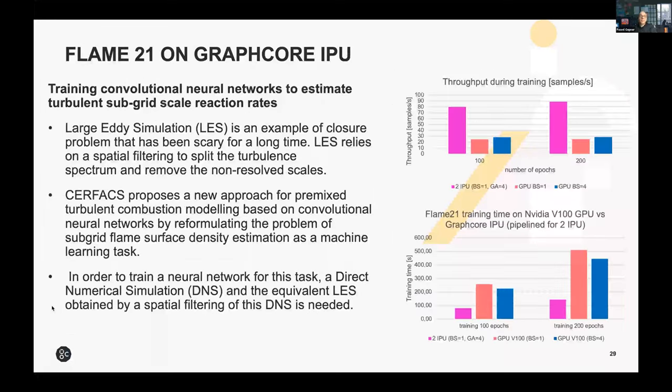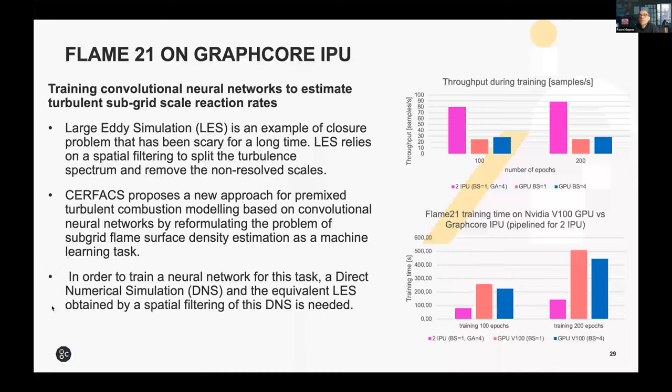Another example is something we took from Flame. This is the large eddy simulation and some work. I believe it has also been done in the RAISE consortium, and the CEFARC's proposed a new approach for this turbulence convolutional modeling based neural network. So we took this model from the net, and we tried it with our IPU. Of course, in this first initial work we didn't do much optimization, but the results are also very impressive.